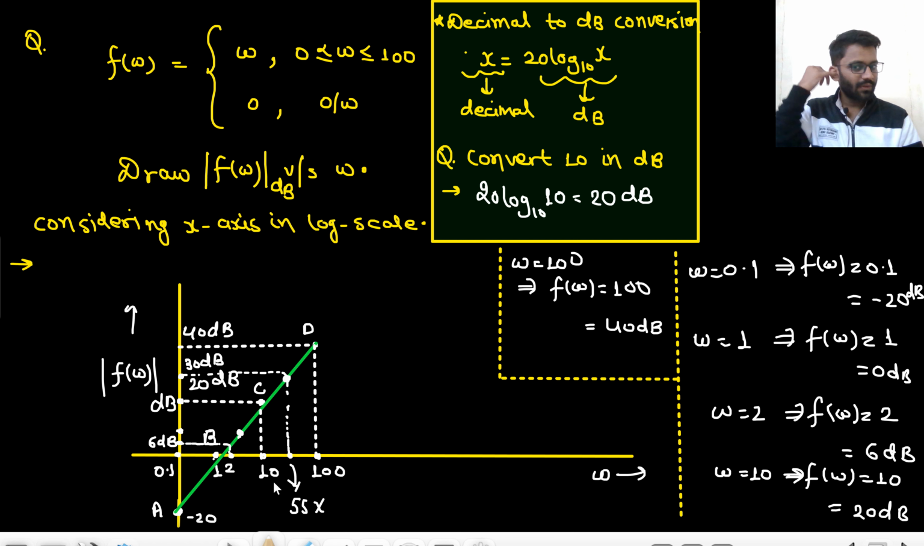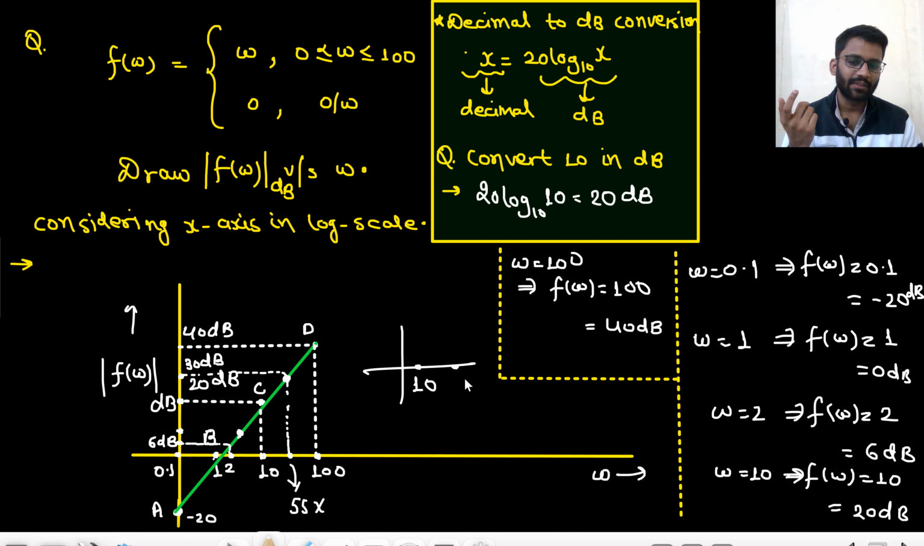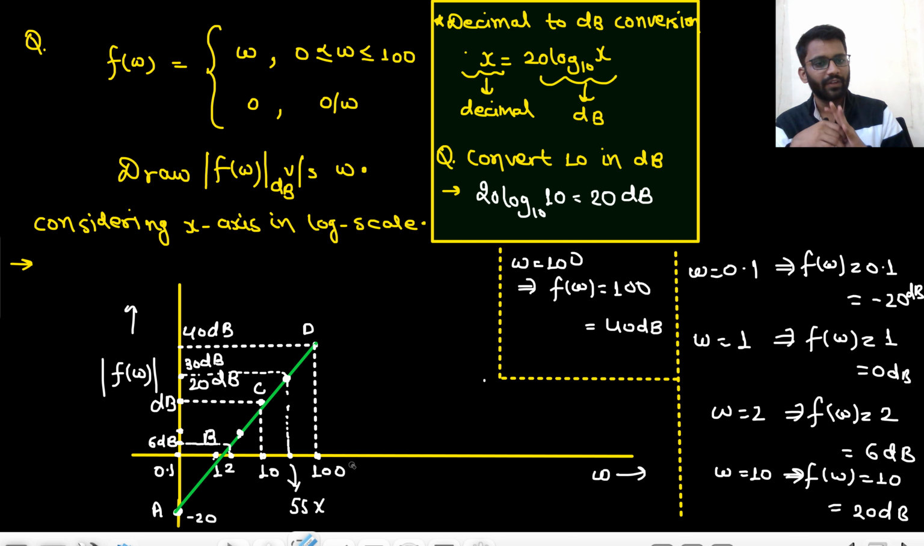What will people do? They will take the average, 10 plus 100 by 2, 55. Like in a linear graph, if this was 10 and this was 20, then the middle point would have been 15, right? Average of these two. Similarly, here if you take 10 plus 100 by 2, 55, then you are making a lot of mistakes. You didn't understand anything in the previous concept. Just revise the concept, then only you can proceed further.